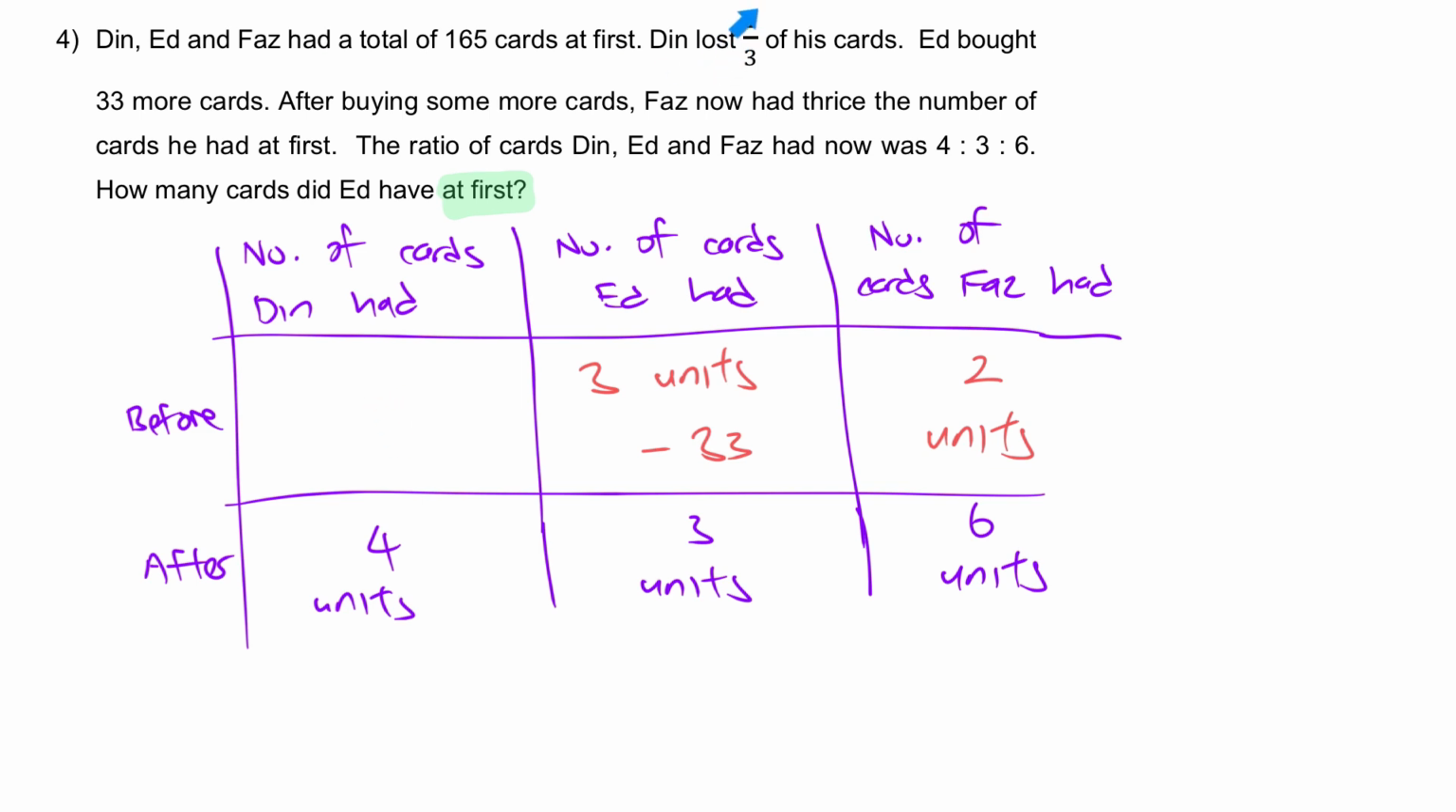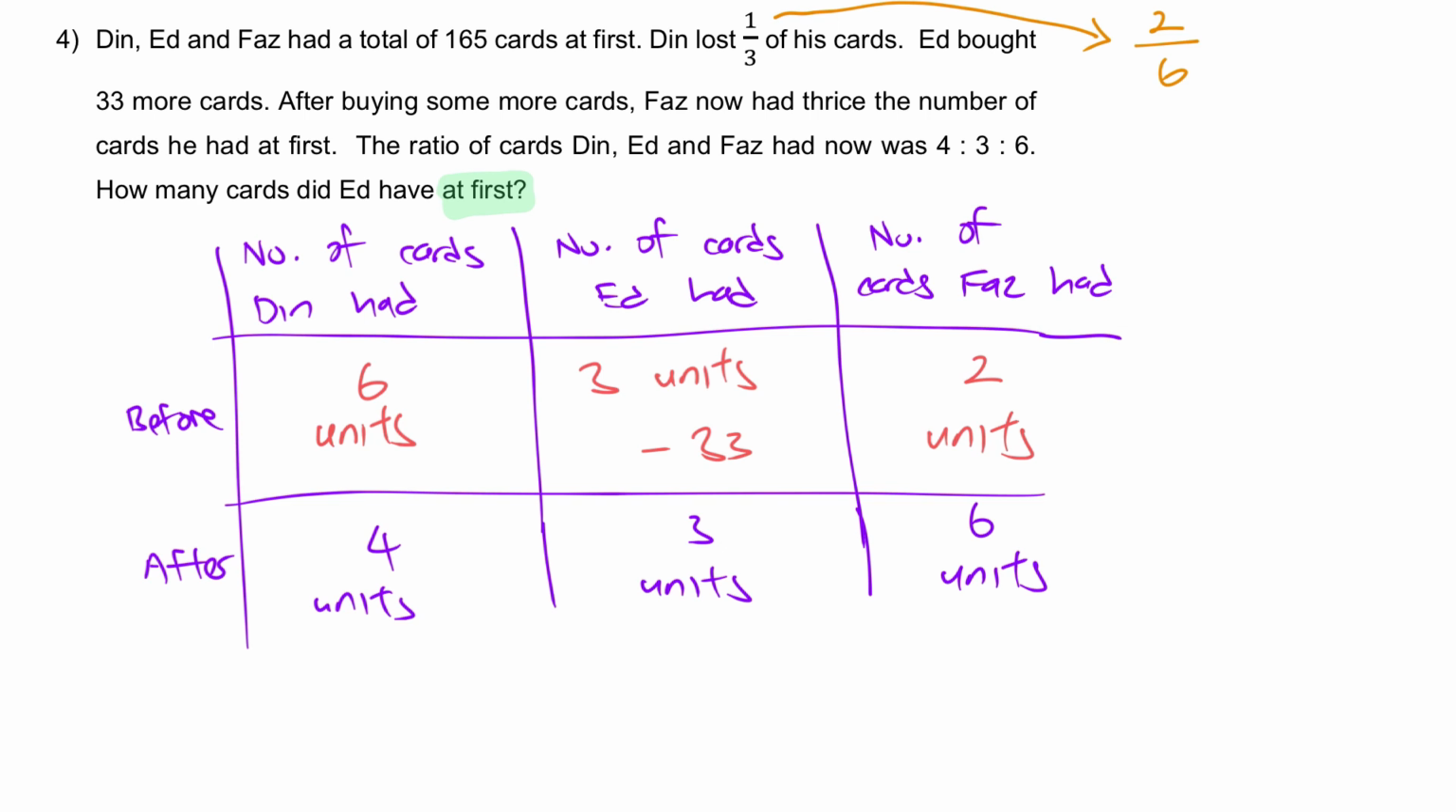Moving back to Dean. Dean lost 1/3 of his cards. After losing 1/3 of his cards, he had 4 units left. So we can change this to the equivalent fraction 2 out of 6. Now it makes sense, isn't it? Initially, he had 6 units. After losing 2 units, you are left with 4. Hence, at the beginning, he had 6 units.